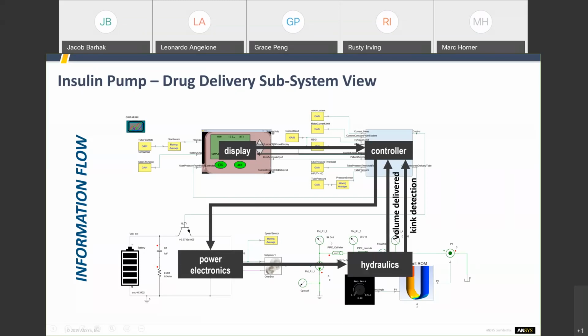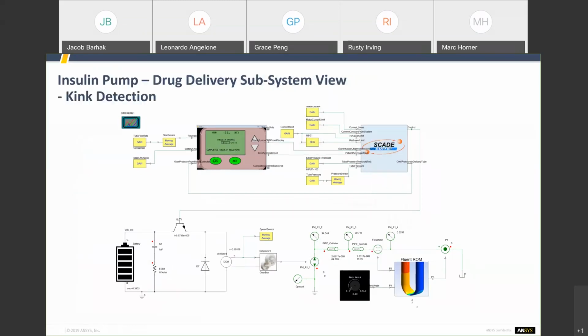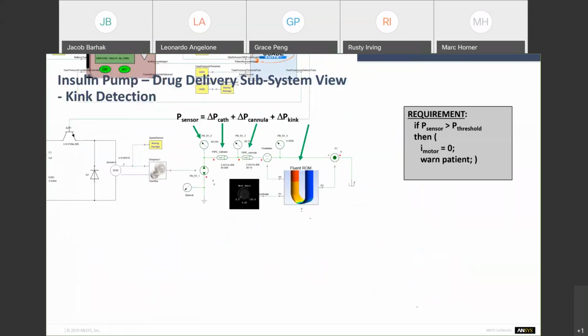So the direction the device industry has gone is to include a pressure sensor within the hydraulic system up here that's measuring the total pressure over time, and through the software detecting whether or not that pressure hits a certain threshold, and if it does, then we send a signal from the controller to the display that warns the patient that they're having a potential issue and need to examine their catheter line. How we're accomplishing that in this case is to sum up the pressures that we are encountering throughout the system.